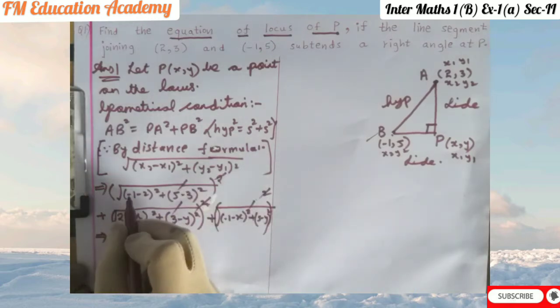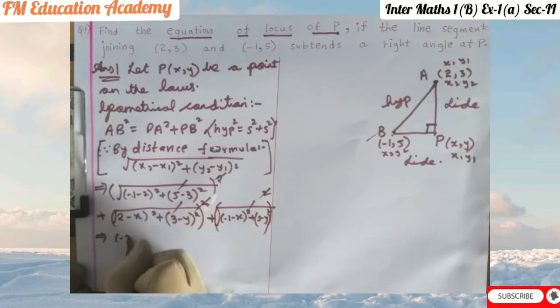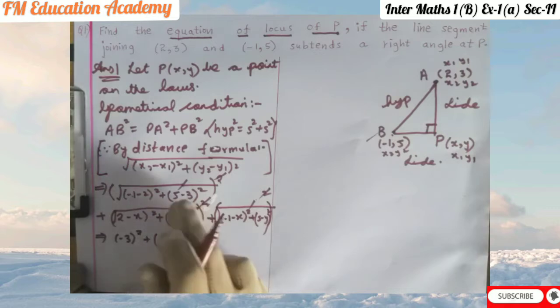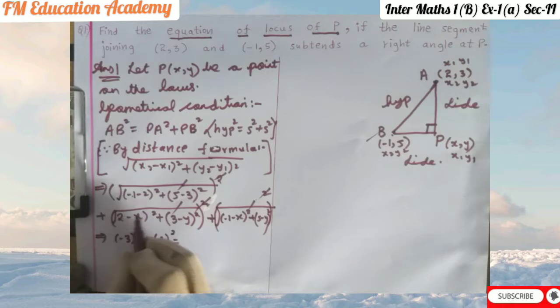Now we have minus 1 minus 2. When signs are same, we have to add. So 2 plus 1 is 3. So we have minus 3 whole square here, and here we have 5 minus 3 is 2. So 2 whole square is equals to 2 minus x whole square.